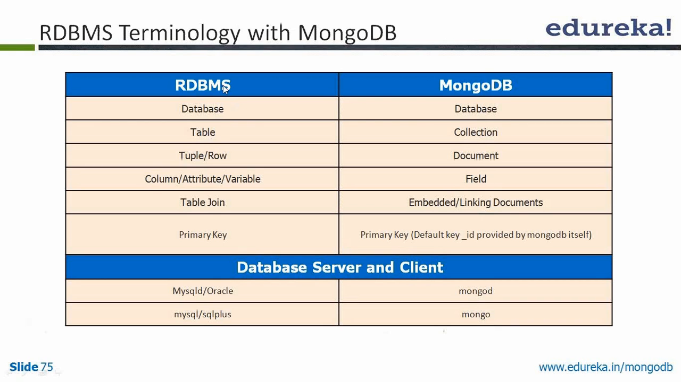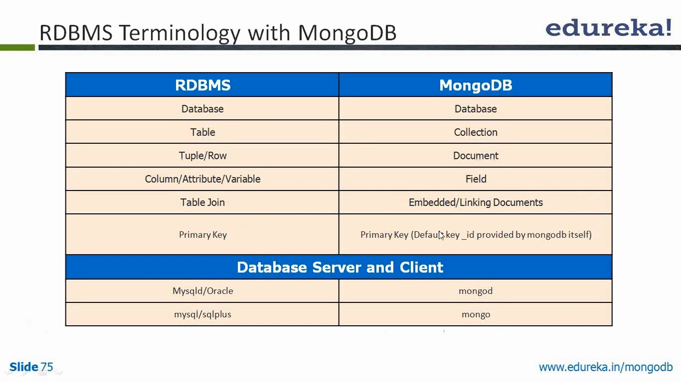Now let's analyze some terminology between RDBMS and MongoDB. Just compare. We say database in RDBMS, and the same thing in MongoDB. For table we say collection. For tuple or row we say document. For column, attribute or variable we say field. For table joining we say embedding and linking documents, but there is no native support for join. There is no join at all. There is a way around it, performing this embedding and linking of documents. I will show you while creating a schema.